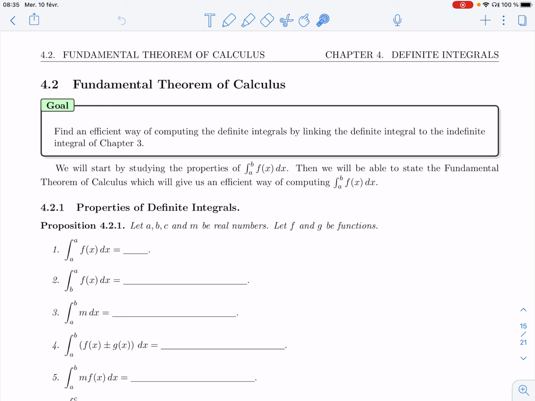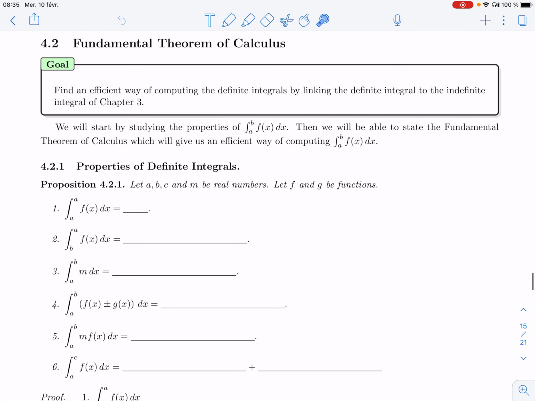So in proposition 4.2.1, I'm going to take a, b, and c and m to be real numbers, and I'm going to have two functions, f and g. All right, so first property, if I integrate from a to a, so the two bounds are the same, then I'm going to get 0. Now, if I integrate from b to a, so my bounds are flipped, if I want to relate it to the, let's say, normal one, which had the integral from a to b, then all I have to do is add a minus sign in front of it, and those two are the same now.